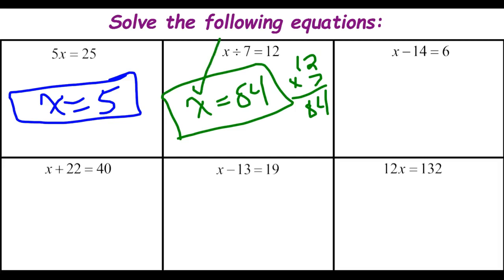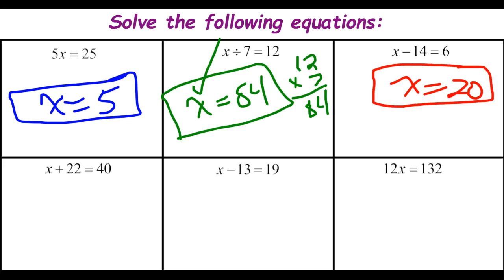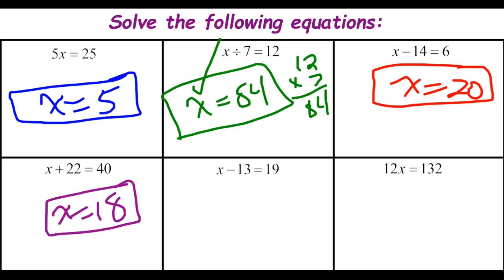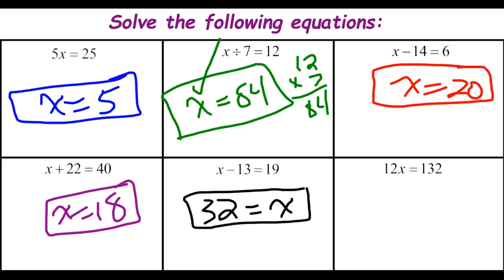In the upper right-hand corner, x minus 14 equals 6. In this case, x equals 20 because 20 minus 14 is equal to 6. The lower left-hand corner, x plus 22 is equal to 40. The value we want there is 18. In the middle on the bottom, x minus 13 equals 19. The value we want there is 32 to be x. 19 plus 13 is 32. Therefore, 32 minus 13 is 19. And finally, in the bottom right-hand corner, 12 times x is equal to 132. If we divide 132 by 12, we get x equals 11.